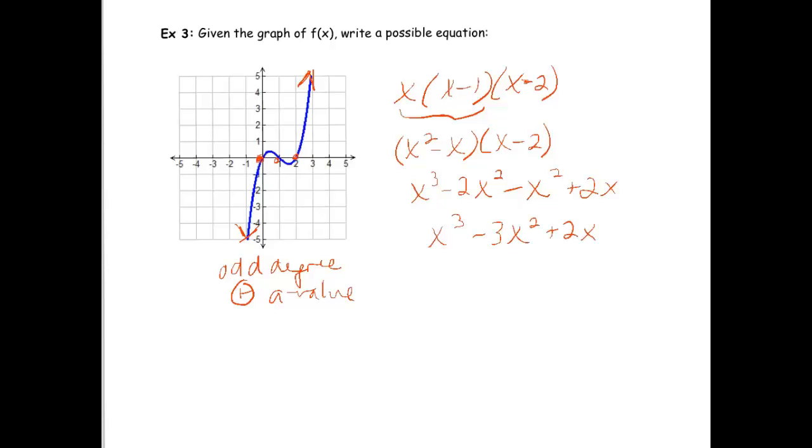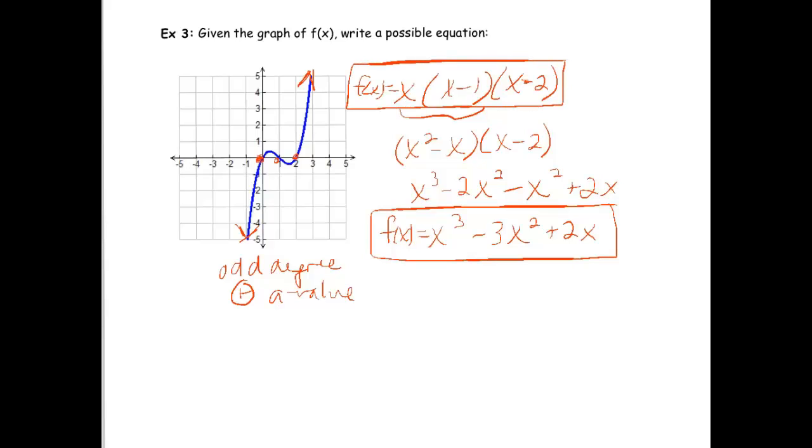There we go. So now that it's in standard form, we can see that this is an odd degree, it's cubic, and its a value is a 1. That's a positive a value. Perfect. We don't need to do anything else. Let's just put our f of x in front. And notice we could have written it in either form. The one on top here would be factored form. Or the one on the bottom here would be standard form. And either one is fine. Notice it doesn't say what form our answer should be in. I like either one.